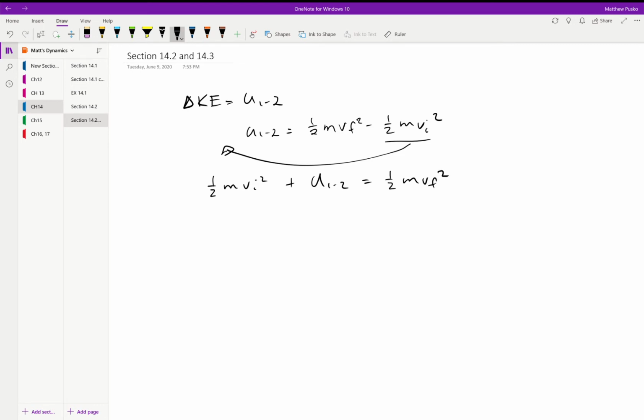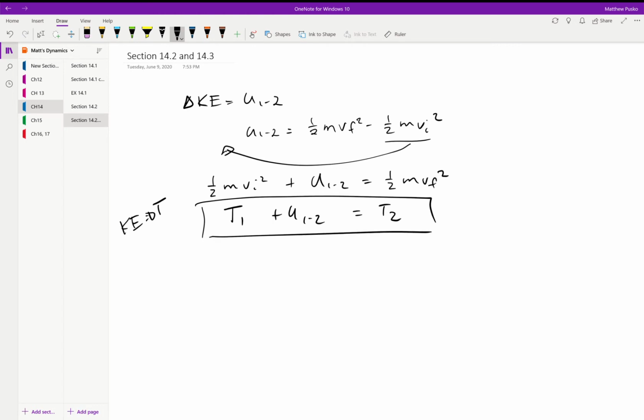Now, this is what we call the principle of work and energy. And we're going to replace the kinetic energy with a T. So we'll call this T1 plus the work from 1 to 2 is equal to T2. Now 14.3 starts talking about the same exact law except for systems.